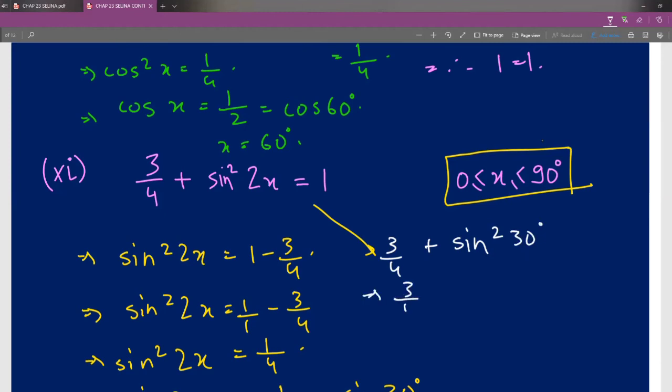So 3 upon 4 plus sine square 30 degrees can be written as sine 30 into sine 30, which further can be written as 1 upon 2 into 1 upon 2, and that will be equal to 1 upon 4. So 3 plus 1 is 4, therefore 4 upon 4 is 1. So in our LHS, 3 upon 4 plus sine square 30 degrees is equal to 1, and our LHS is 1, RHS is 1, so indeed our answer is correct.